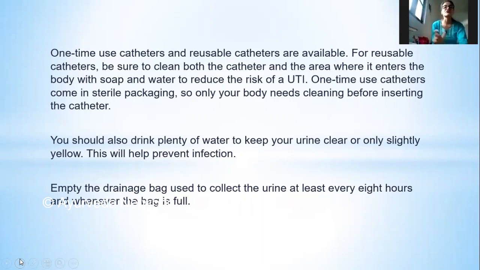Regarding the drainage of the urinary bag, every 8 hours, or when you find that the bag is half full or getting full, you should keep on draining the urine from this bag. How are you going to do that? What sterile maneuvers are you going to follow? Again, you are going to wash your hands, then wear your gloves, then just open the valve, drain out the urine and close that valve. You have to do it in a very sterile fashion.